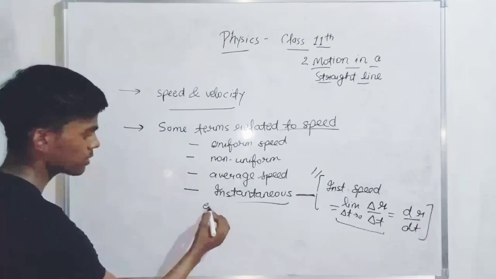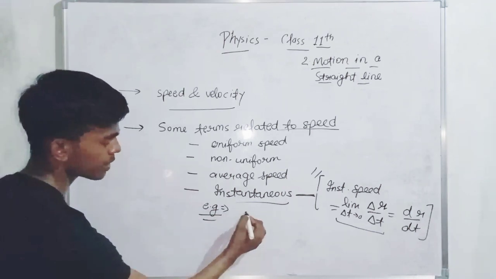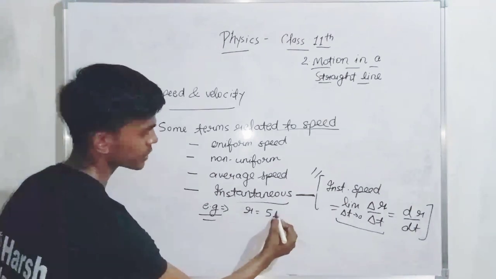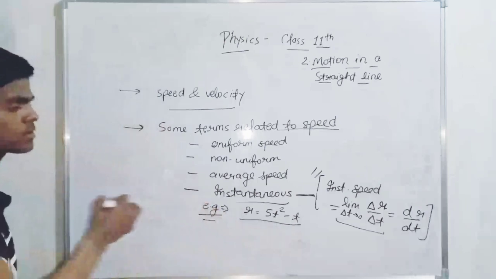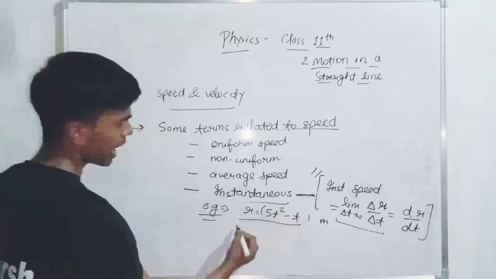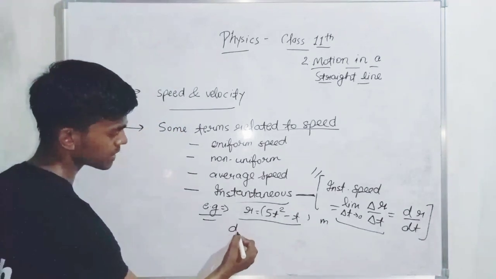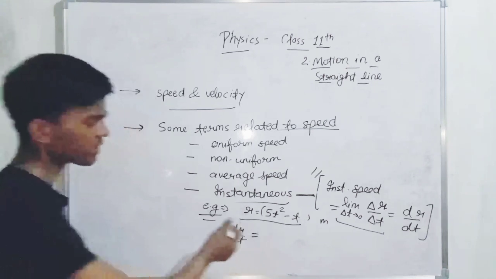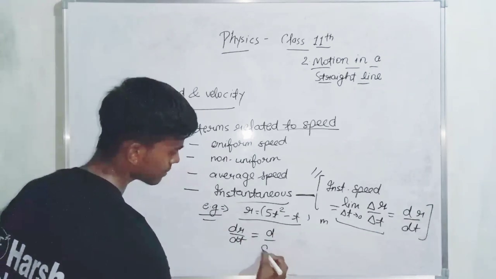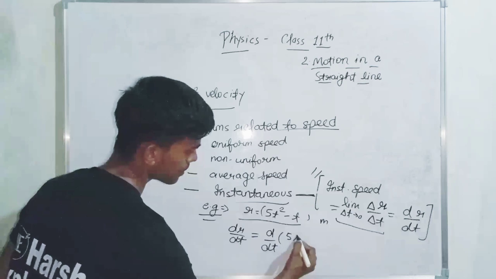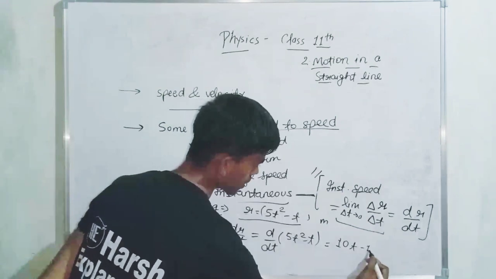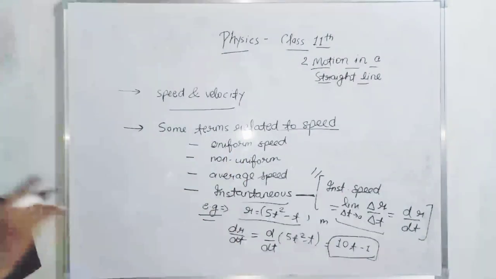I will give an example. Suppose we are given a distance r as a function of time, r is equal to 5t square minus t, in meters. We have to find the instantaneous speed, that is dr upon dt. So we differentiate r with respect to time: d by dt of 5t square minus t gives 5 into 2, that is 10t minus 1. So the answer is 10t minus 1, which is the instantaneous speed.